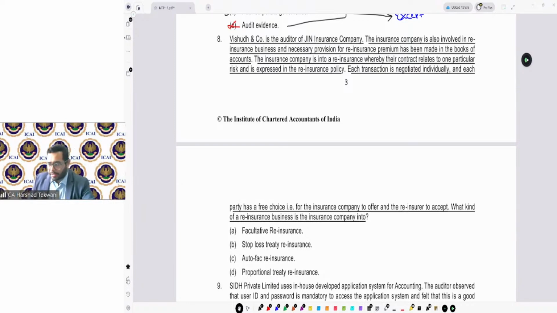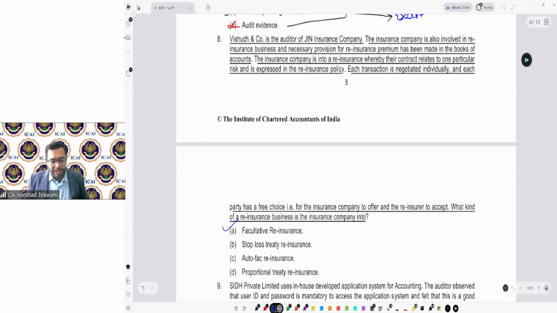Here, the correct answer basically is answer number A. It's facultative reinsurance. It's basically the definition of facultative reinsurance, wherein coverage is purchased by the primary insurer to cover a single risk, and they have this option. So this is facultative reinsurance. Basically, the basic definition is given. The correct answer will be option A, not B, not C, not D. Clear?